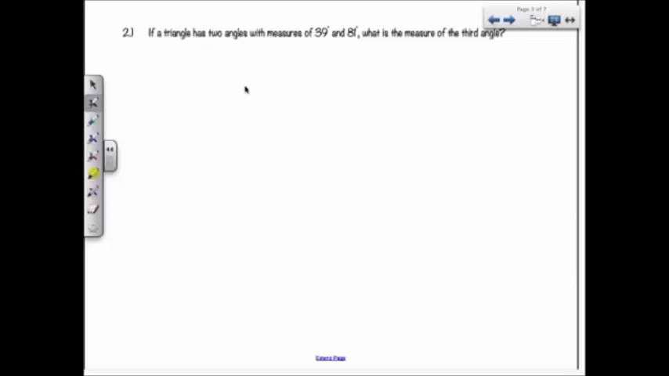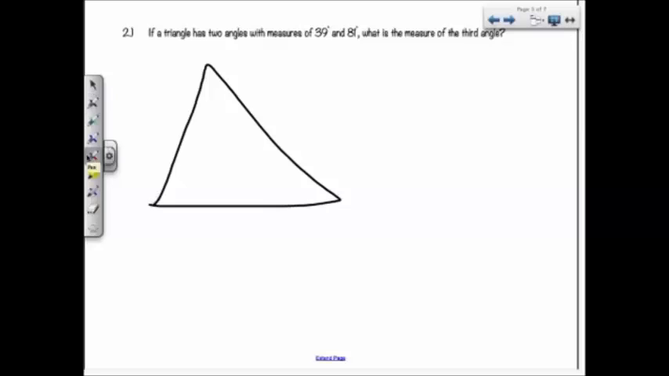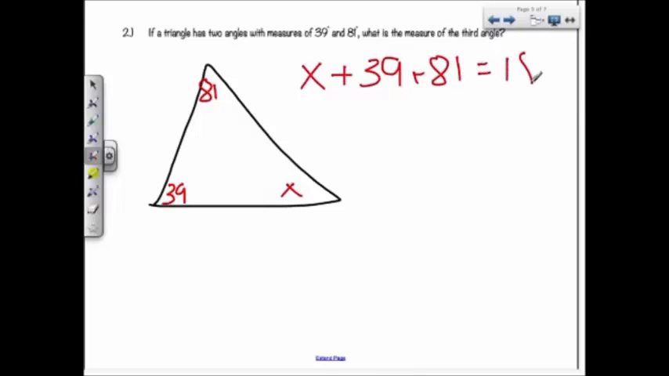It says if a triangle has two angles with measures of 39 and 81, what is the measure of the third angle? So I'm going to draw a picture of my triangle, and I'm going to label in the information that I know. So I know that this is 39, I know that this is 81, and I don't know what my third angle is, so I'm going to call it x, but I do know that my three angles will add up to 180. So I'm going to say x plus 39 plus 81 equals 180, because again, I know that they're always going to add up to 180.